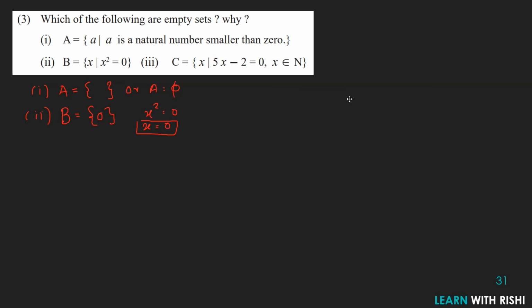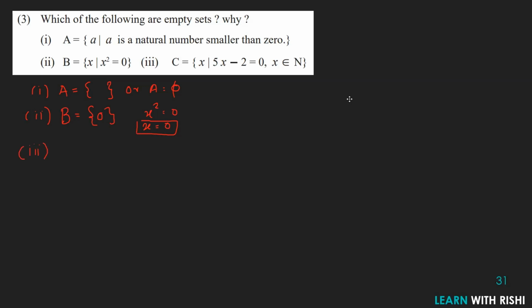Now 0 is a certain value. In an empty set there is no element, but here we have got the value of x as 0. So 0 will be considered as an element. It is a value. So 0 is an element. So set B will not be an empty set because there is an element present in set B. Okay, let us move to the third question.